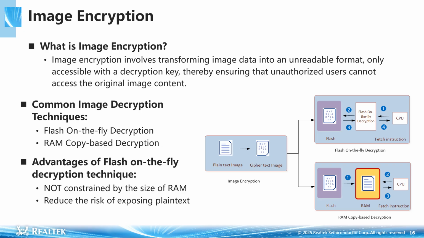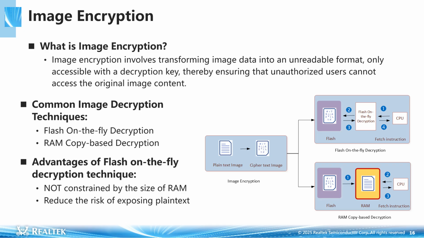Image encryption involves transforming image data into an unreadable format, only accessible with a decryption key, thereby ensuring that unauthorized users cannot access the original image content. There are two common image decryption techniques: flash on-the-fly decryption, which we mentioned in the security IP section, and RAM copy-based decryption. In the RAM copy-based decryption method, during secure boot, the image is decrypted from flash to RAM, and the CPU fetches instructions from the RAM.